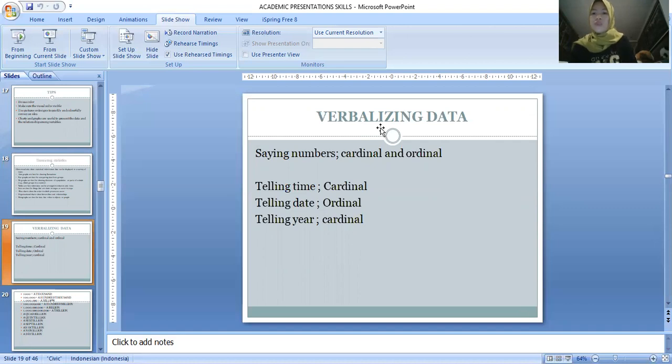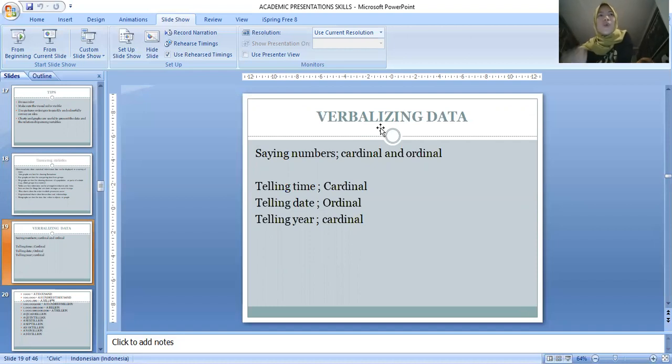But when you tell the date, please do not use cardinal numbers, but you have to use ordinal numbers. For example, what date is it today? Oh, it is the 2nd of January. Do not say it is 2 of January, but it is 2nd of January. So that's an ordinal number. And then what about telling the year? Telling the year uses cardinal numbers.